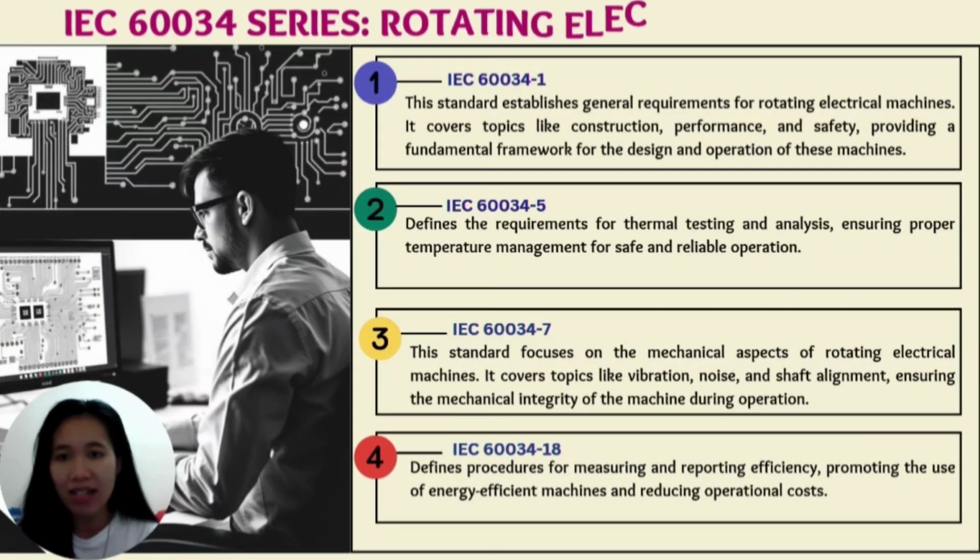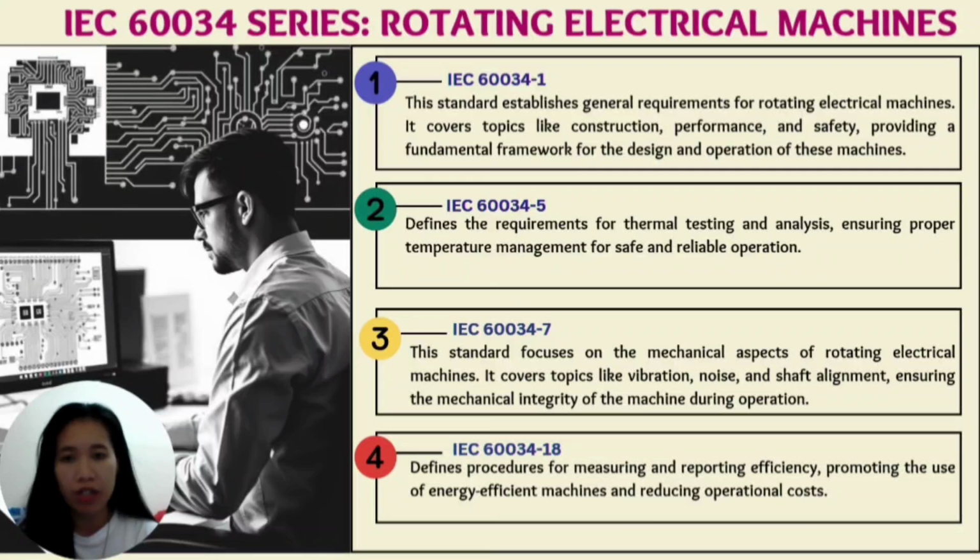For IEC 60034 series rotating electrical machines, number one, IEC 60034-1. This standard establishes general requirements for rotating electrical machines. It covers topics like construction, performance, and safety, providing a fundamental framework for the design and operation of these machines. Number two is IEC 60034-5. It defines the requirements for thermal testing and analysis, ensuring proper temperature management for safe and reliable operation.